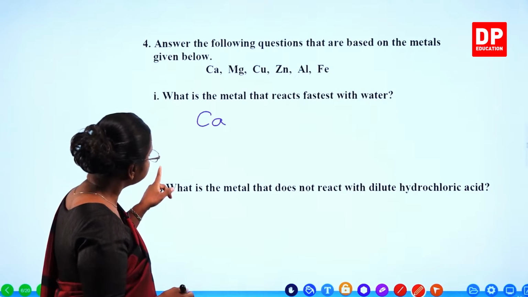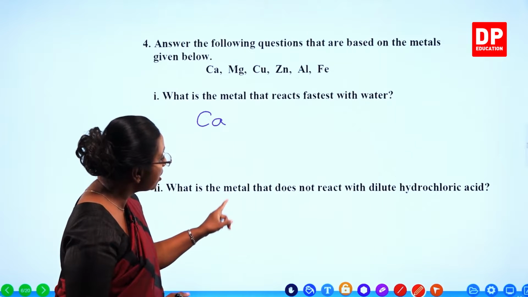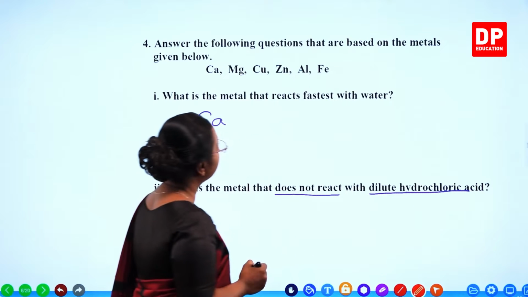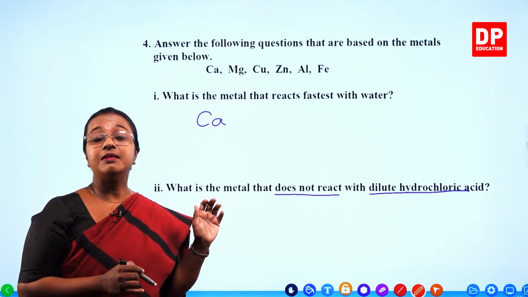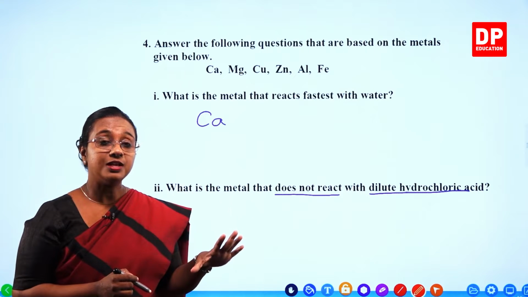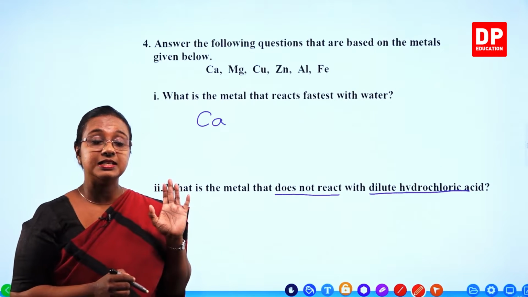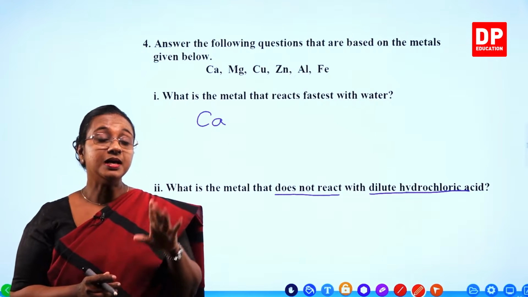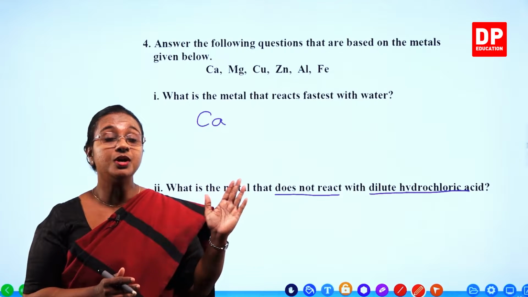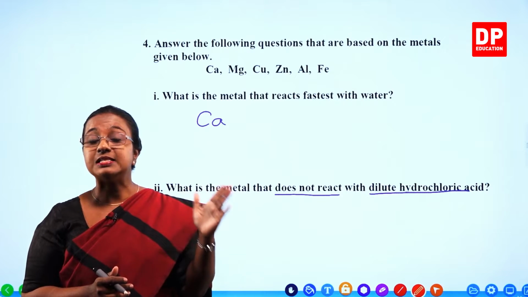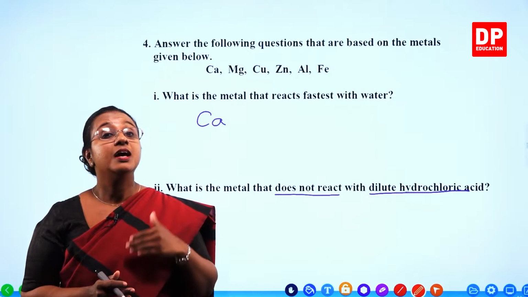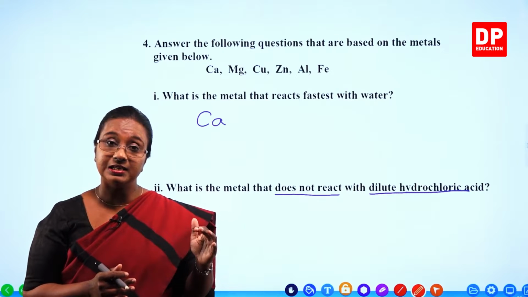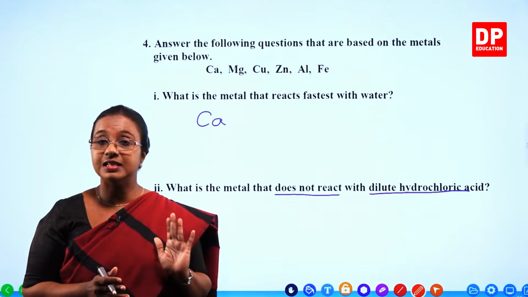Then the second one. What is the metal that does not react with dilute hydrochloric acid? Again, you can remember the activity, students. We used dilute hydrochloric acid, and we put different metals into it. There also, we did not use calcium, because, as I said, it is there in your book also, metals like sodium, calcium, potassium react violently with acids. Even if the acids are dilute, they react violently. So we don't try those reactions in the laboratory.